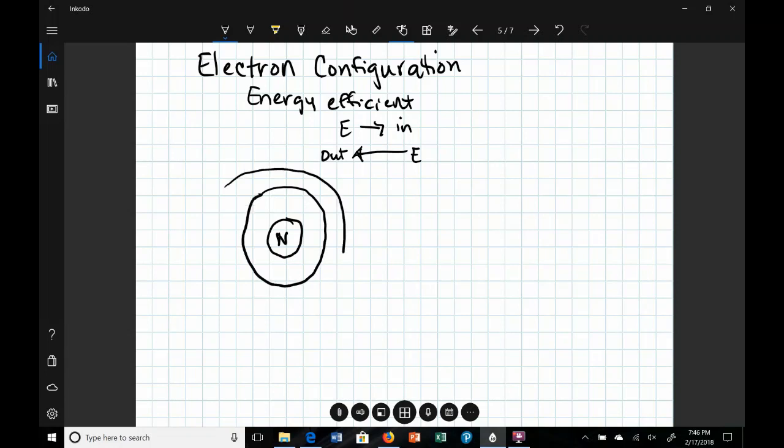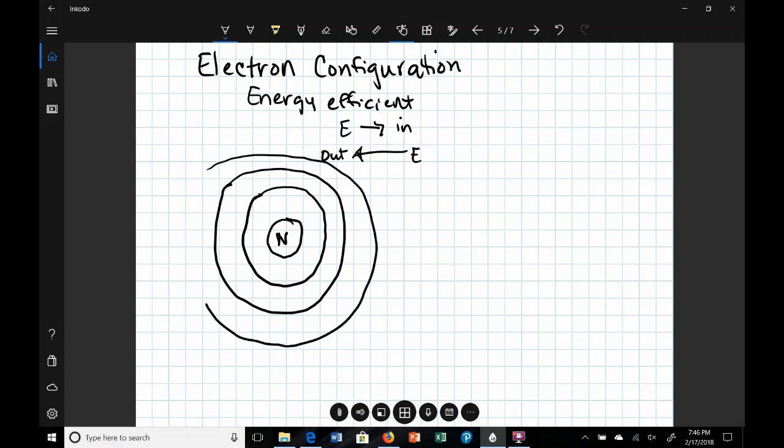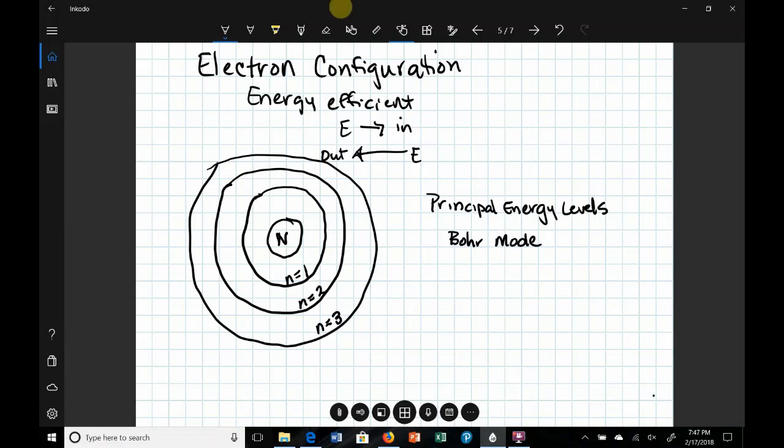So what we know is that electrons can be found in what we call principal energy levels. Closest to the nucleus, we have n equals 1, n equals 2, and n equals 3. Now, for the Bohr model, you see we have the shells surrounding the nucleus.